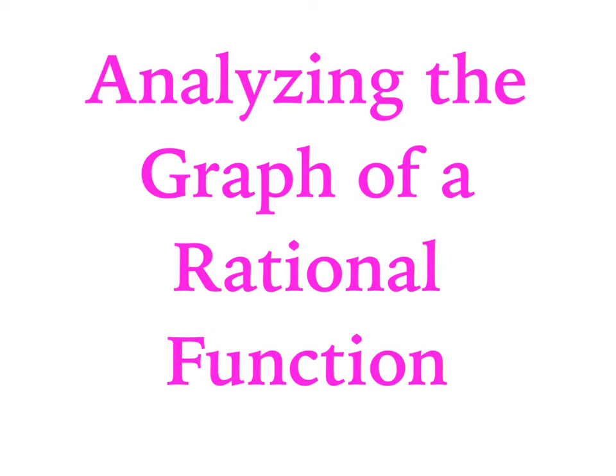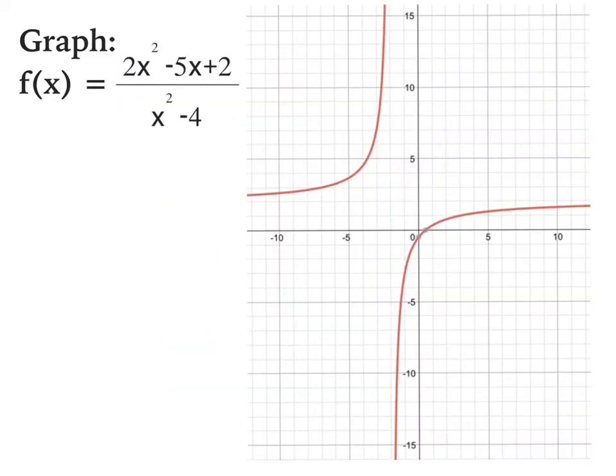In this video, we're going to look at the steps that we take to analyze the graph of a rational function. Alright, so let's take a look at one example. If I define f of x to be 2x squared minus 5x plus 2 all over x squared minus 4, I'm going to first graph that if I want to analyze the graph of this function.